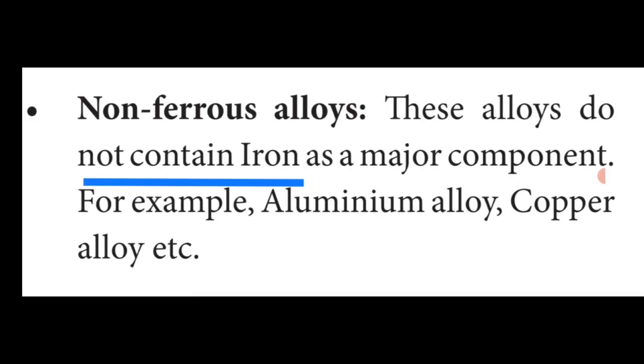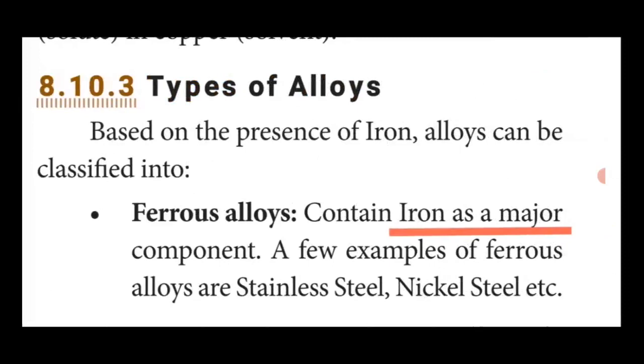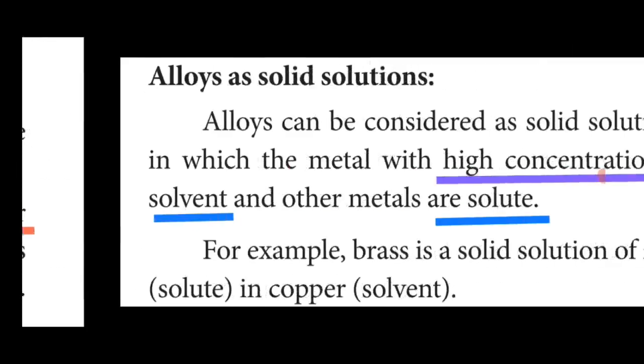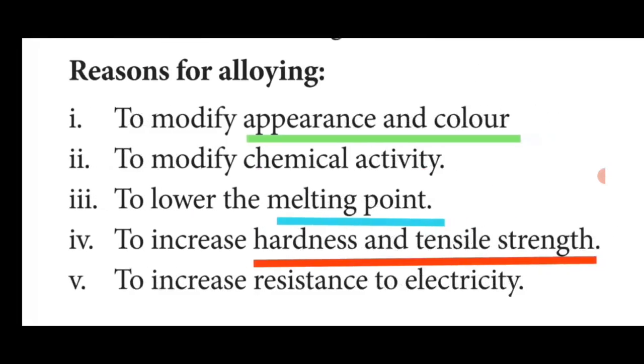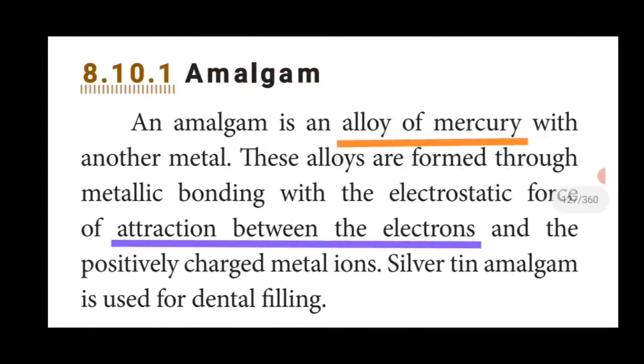Note the assignment questions. First one, types of alloys. What are the two types of alloys? Ferrous alloys and non-ferrous alloys. These are the answer for types of alloys. The second question, what are the methods of making alloys? The first two points are the answer for the methods of making alloys. The third question, what are the reasons for making alloys? The fourth one, what is amalgam? Amalgam is an alloy of mercury with other metals.